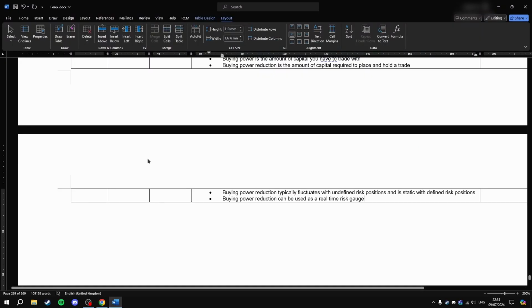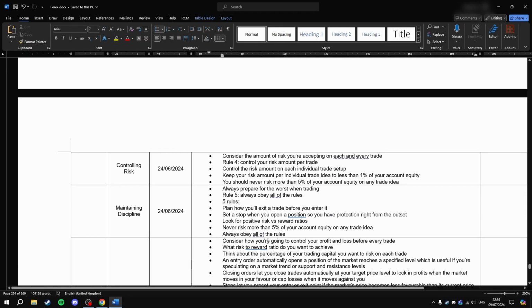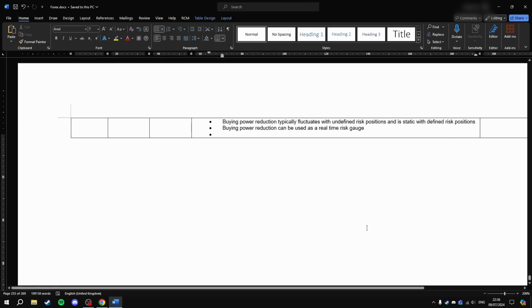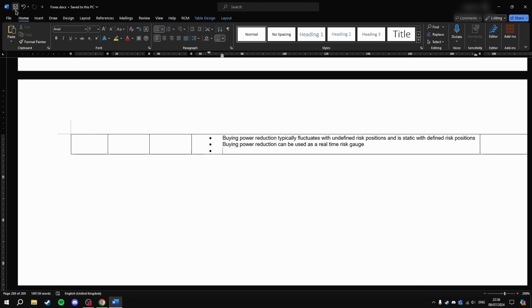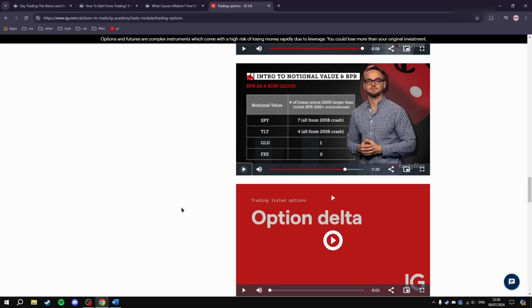Hey, this sounds really similar to that. Only trading like 1% of your account. Yeah, never risk more than 5% of your account equity on any trade idea. 5%, that's the maximum, so keep your risk amount per individual trade to less than 1% of your account equity. So yeah, that means if you do make multiple losses in a row, you're not going to lose that much of your account. And it's much easier to make that amount back in a winning trade than when you're risking, I don't know, 10% on every trade or something.